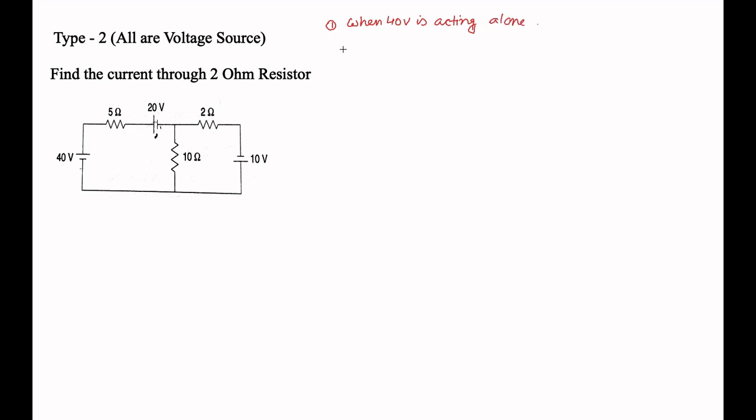We have to draw this diagram. So this is short circuited because it is a voltage source. This is 10 ohm, this is 2 ohm, and this is short circuited, and here it is a 40 volt. Okay, so what is the circuit? The circuit is like this. So this is 40 volt, this is your 5 ohm, this is your 10 ohm, this is your 2 ohm.